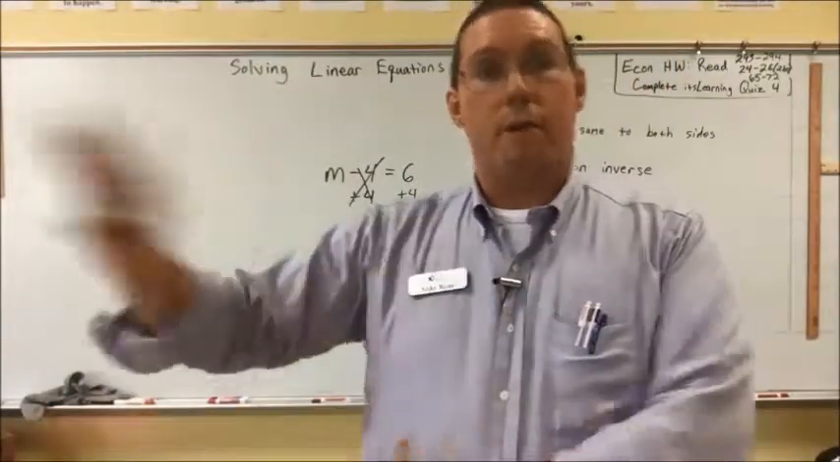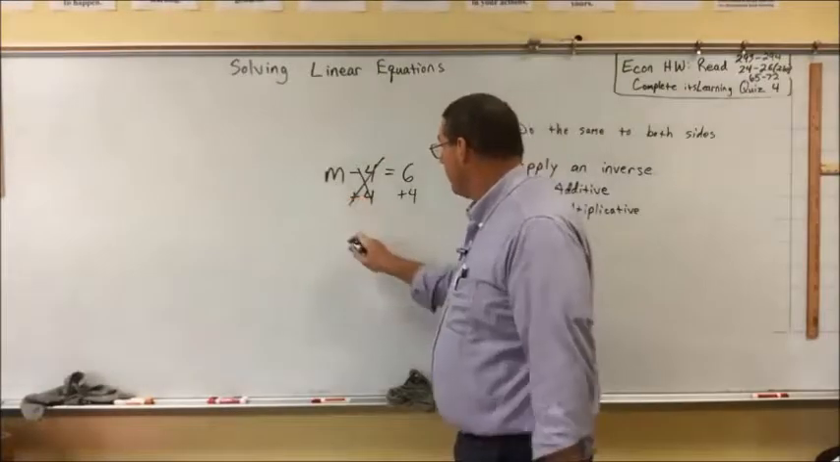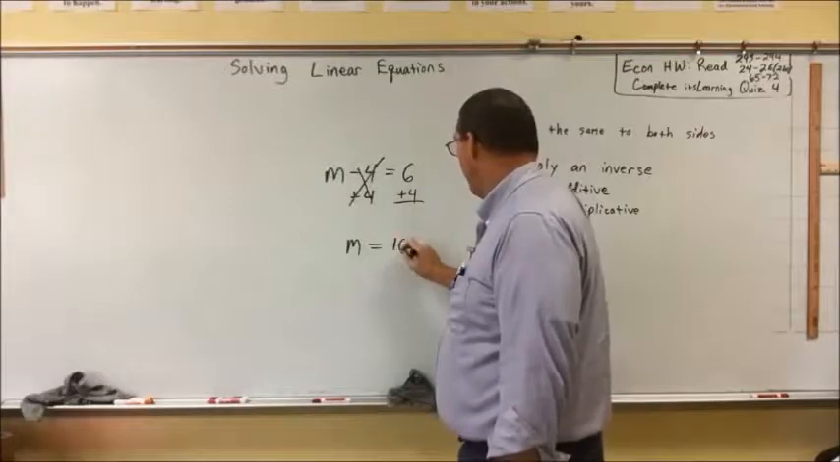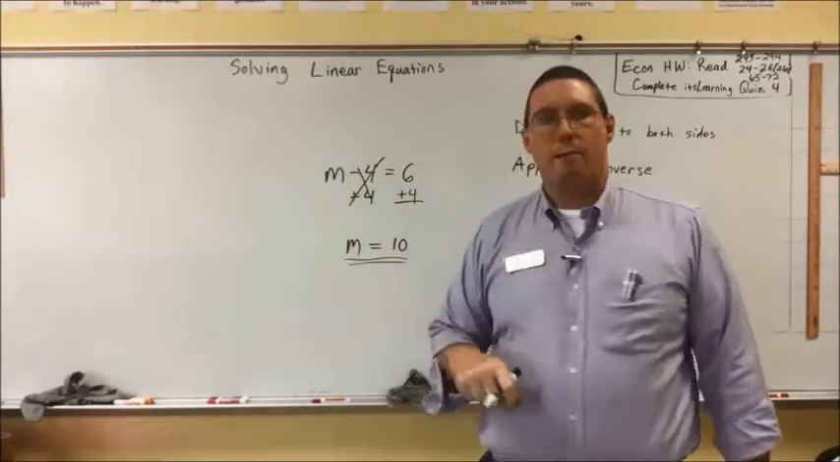We cancel it out, it's gone. And so now we just bring down the m, bring down the equal sign. 6 plus 4 is 10, and we have a solution. M is equal to 10.